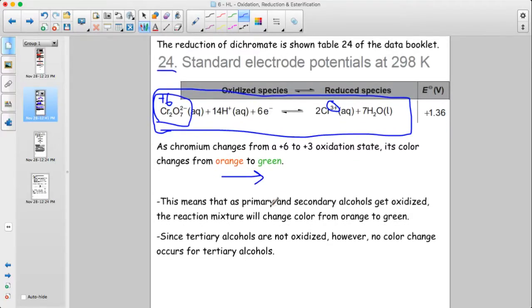And so if you do reactions with primary and secondary alcohols, as they get oxidized, the reaction container is going to change color from orange to green as you form the chromium 3+. However, if you do tertiary alcohols, they don't get oxidized by this reaction, and therefore there'd be no color change, and the reaction container would stay orange. And that is the oxidation reactions and the conditions in a nutshell.